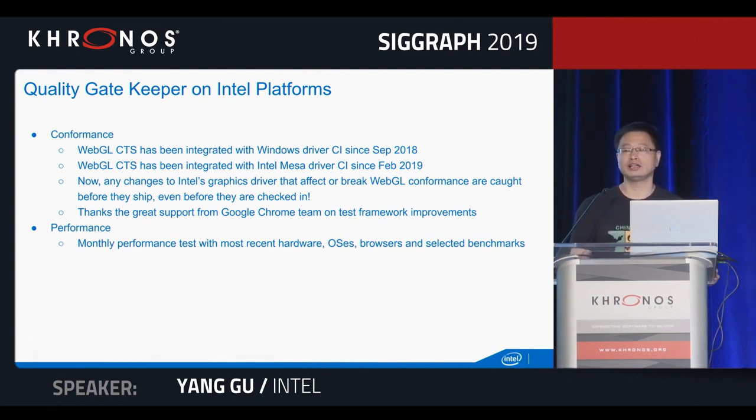On conformance side, in the last year, we worked very closely with our driver team, that is Windows driver team and Mesa driver team, to integrate WebGL CTS into their continuous integration system. So with this effort, all the changes to Intel's graphics driver that may break the WebGL conformance will be caught timely, even before every check-in. So we also want to thank the great support from the Google Chrome team for their great test framework on this. And on the performance side, we have been doing the monthly performance test, always against the latest hardware, latest OSs, latest driver, and latest browsers.